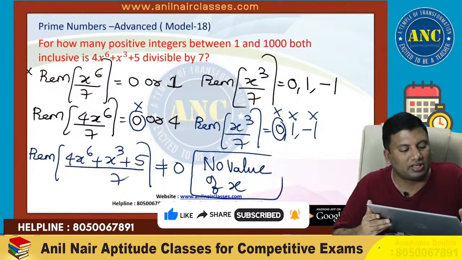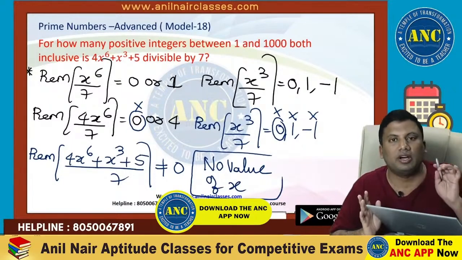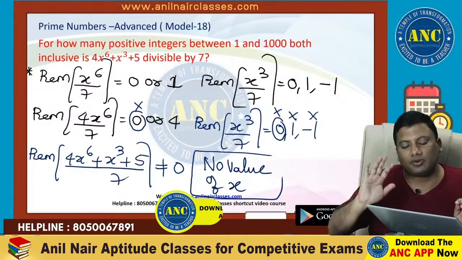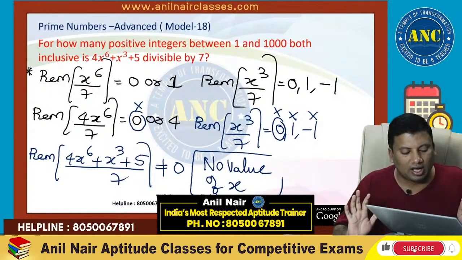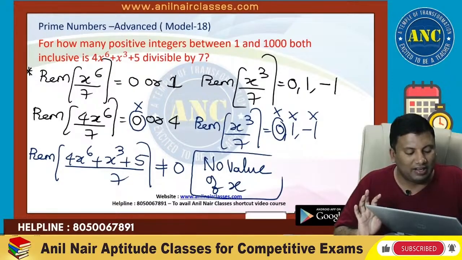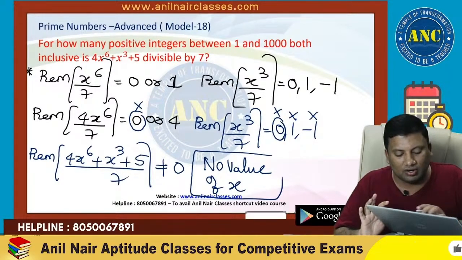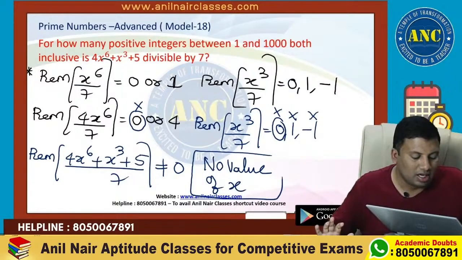So x power 6 divided by 7 is 0 or 1. x cube whole square is x power 6, so a square is 1. This will be 1 or minus 1. Just I added 0 plus 0 plus 5, 5. 5 divided by 7, remainder not 0. 1 plus 5, 6, not divisible. None of them is giving you remainder 0.